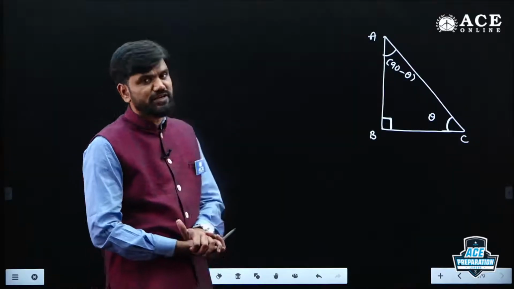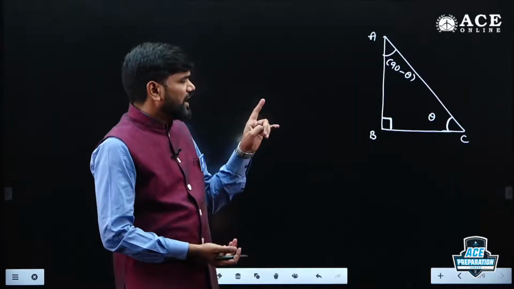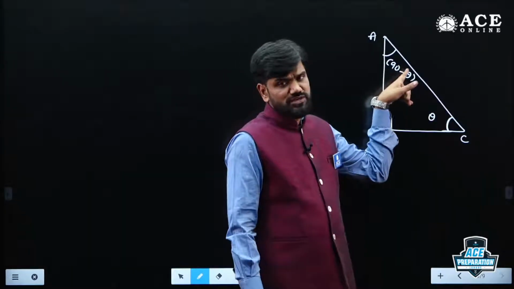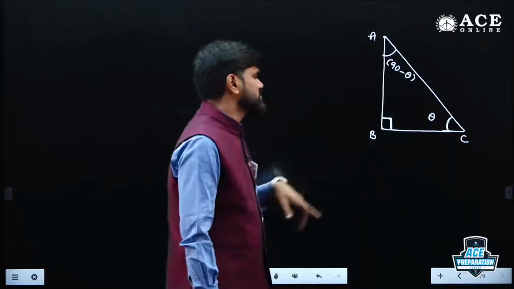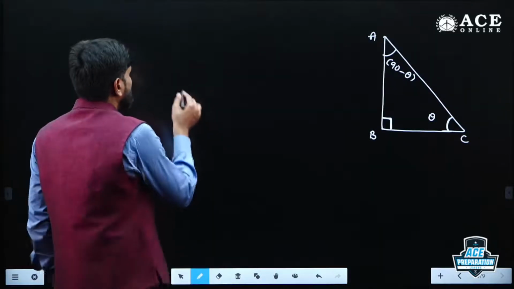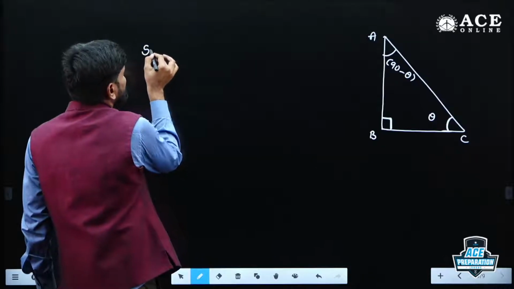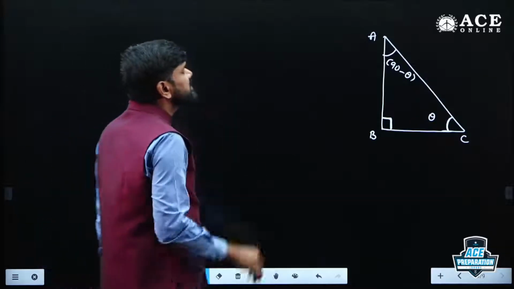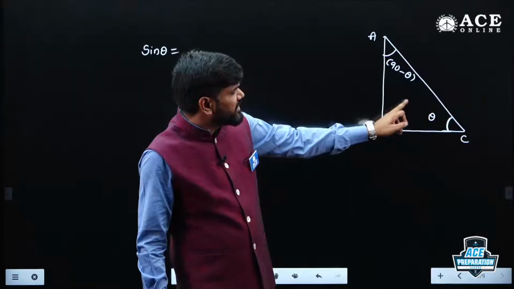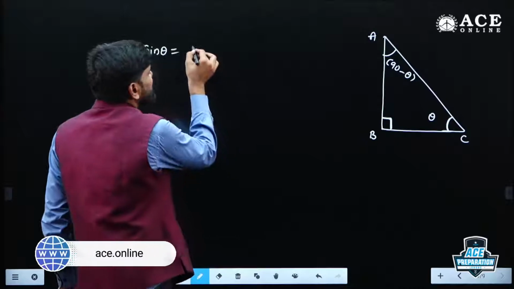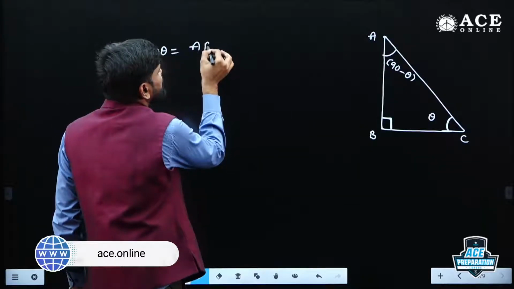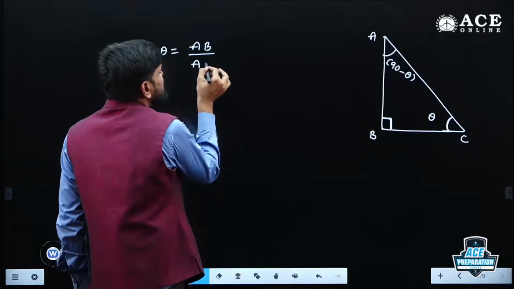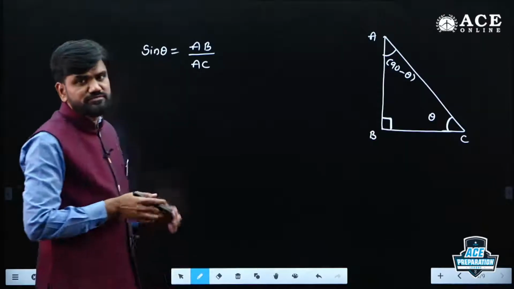Now if you check carefully, I can take the angle reference as either this one or this one also, it does not matter. So if you take into consideration sine theta, for the angle theta, the opposite of theta is AB. So sine theta equal to AB by hypotenuse, that is AC, AB by AC.